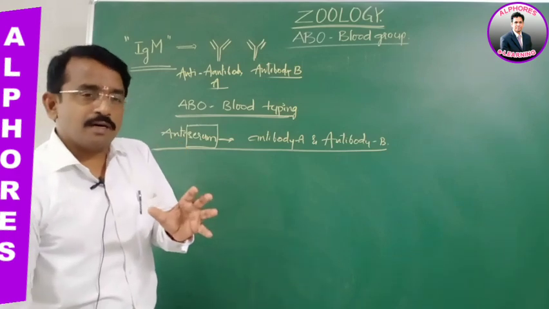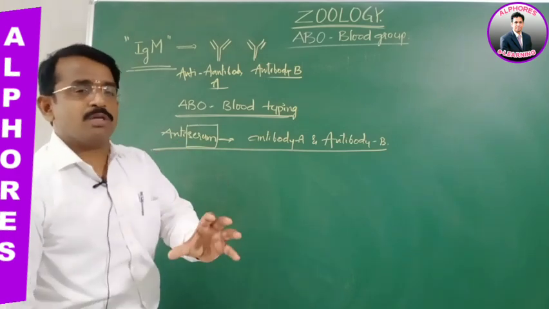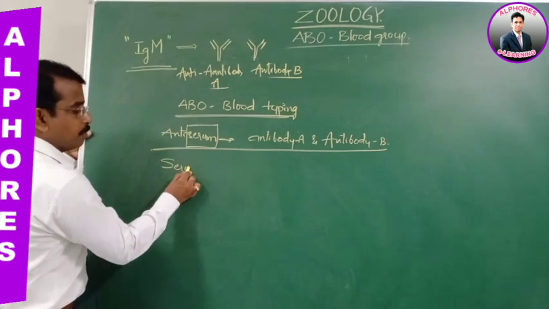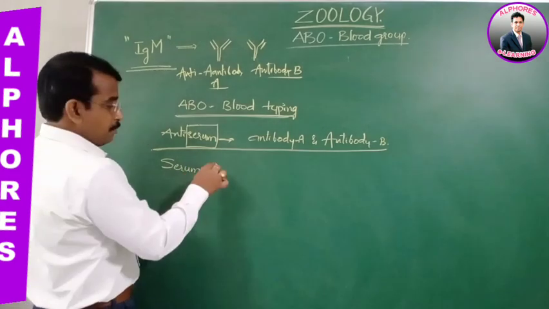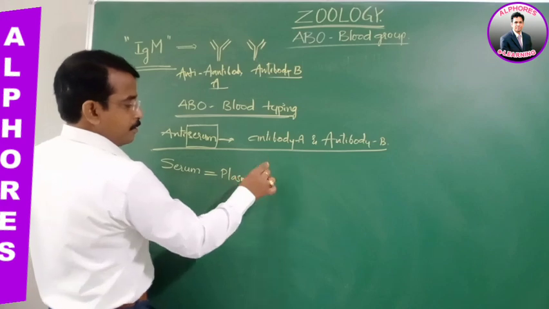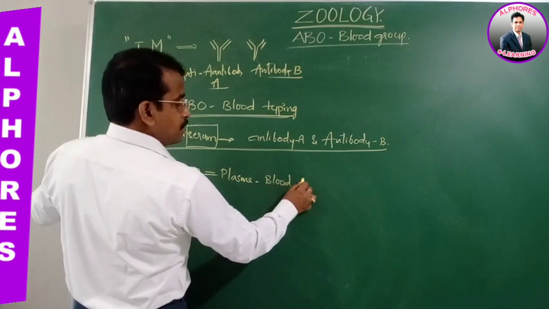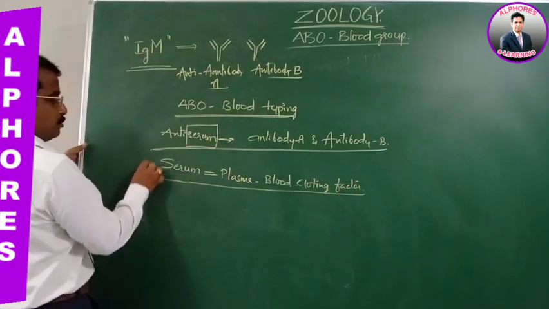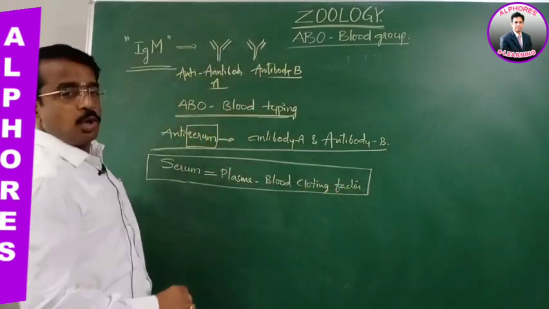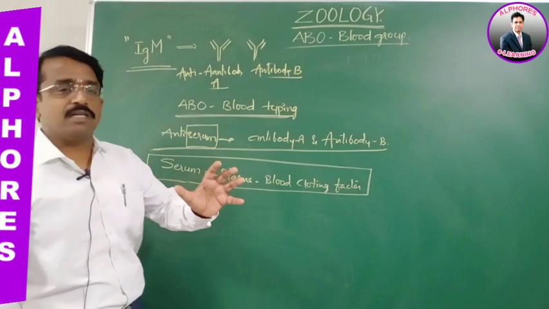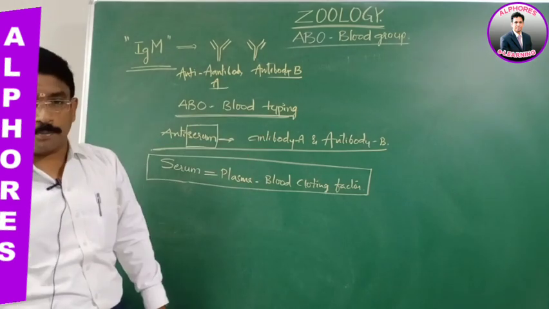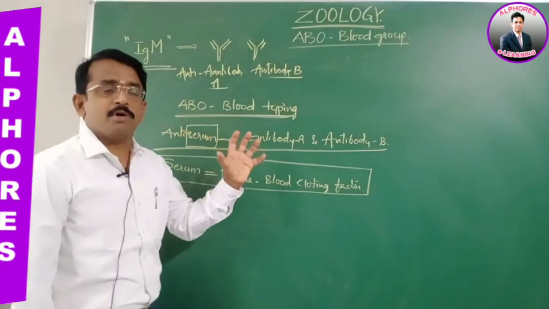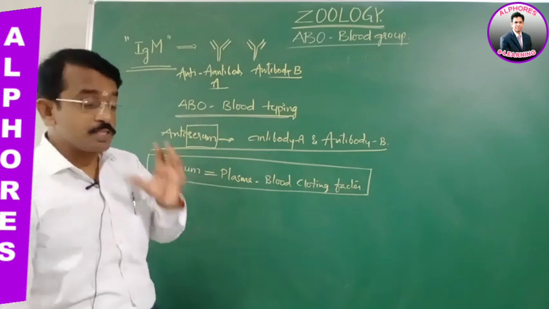A serum is a part of the blood plasma without prothrombin and fibrinogen. So serum is equal to plasma minus blood clotting factors. Blood clotting factors, which means, what do you come to know? A serum will not undergo clotting. It is with the antibody A and antibody B. That's what serum is, right? Which is with the antibody A and antibody B, which is first collected.